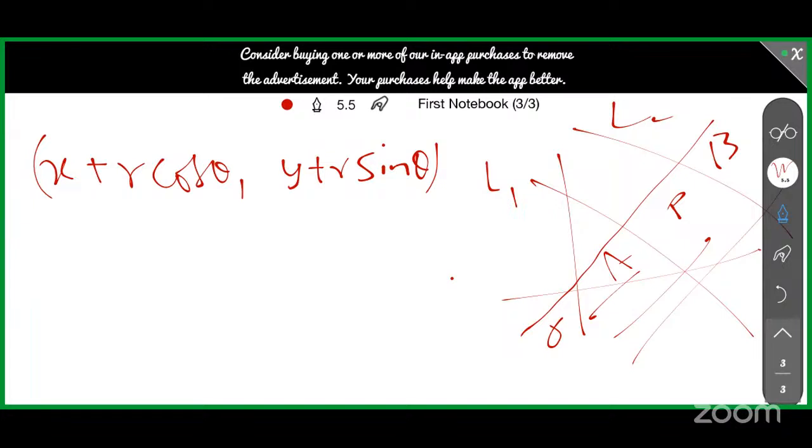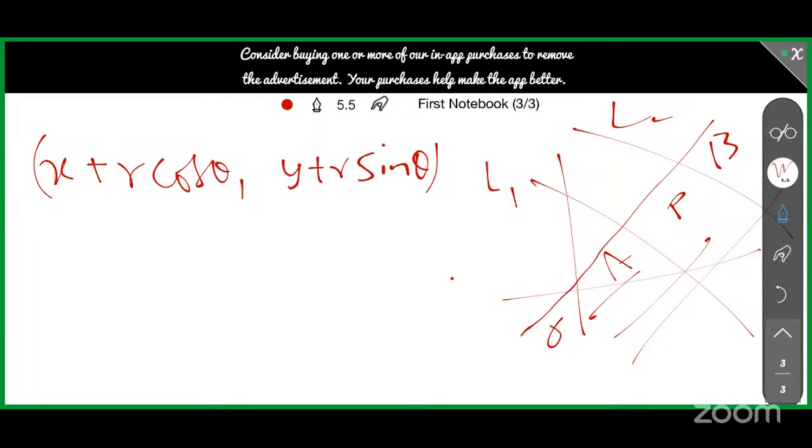OA distance and OP distance and OB distance are in HP, they are telling. My variable line is cutting two parallel lines at A and B. Before that, something important they're telling: the variable line is passing through origin. Therefore, my reference point. What is my reference point? 0, comma 0.